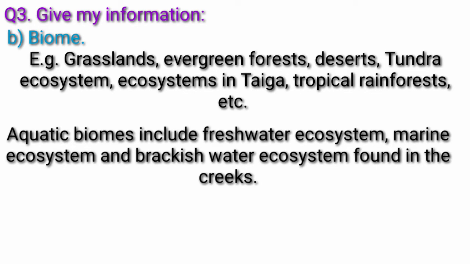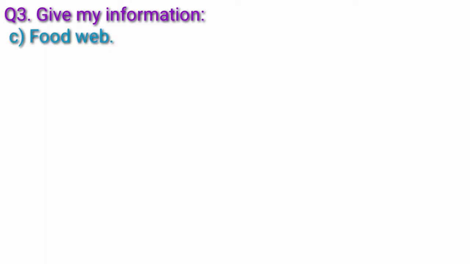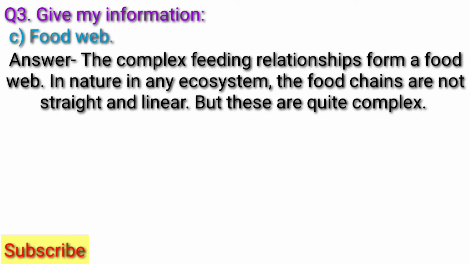Aquatic biomes include freshwater ecosystem, marine ecosystem, and brackish water ecosystem found in the creeks. Question C. Food web. Answer. The complex feeding relationships form a food web. In nature, in any ecosystem, the food chains are not straight and linear, but quite complex.